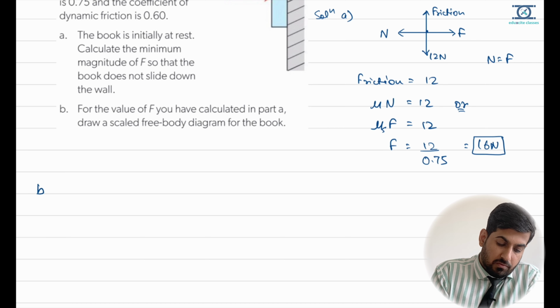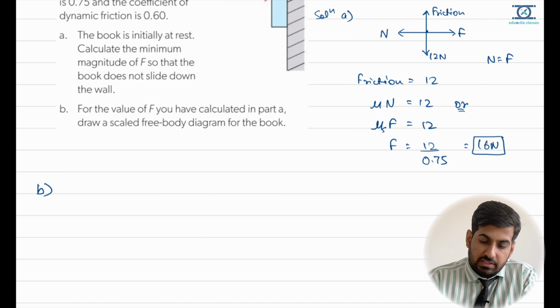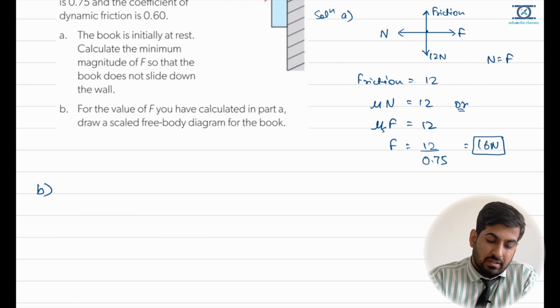Fine. Now for the B part, for the value of F you have calculated in part A, which is 16 Newton, draw a scaled free body diagram for the book. So I think we have already done it. Make sure that these arrows are all correct. So you can draw it here again.